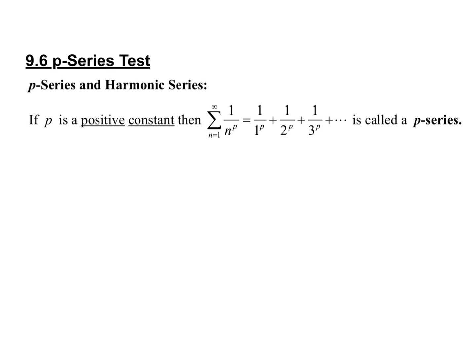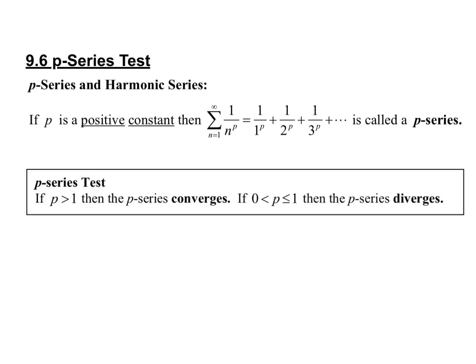It's all based on what the value of P is. If the power is greater than 1, notice not greater than or equal to, greater than 1, then the P-series converges. So whenever this power is greater than 1, it will be convergent. If this power, since we talked about a positive constant, is between 0 and 1, because it can't be equal to 0, it's got to be a little bigger than 0, and it can equal 1, then the series diverges.